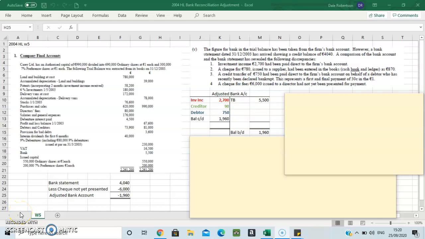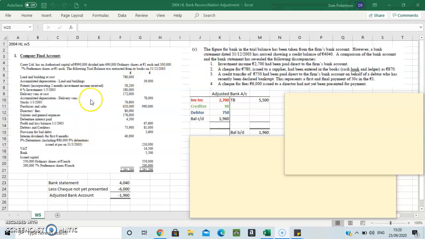Okay, we're going to have a look at the 2004 higher level question, and in particular here we're looking at adjustment number 5, which is the large bank reconciliation adjustment. In this question, you have your trial balance.